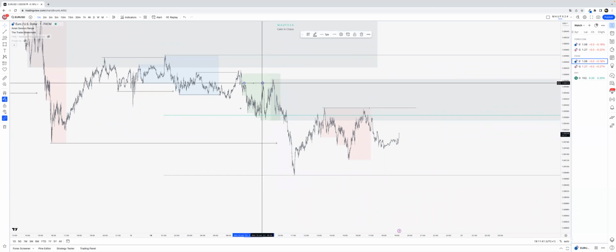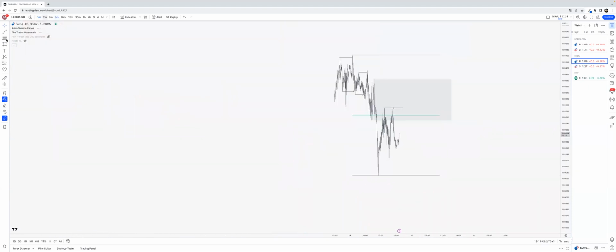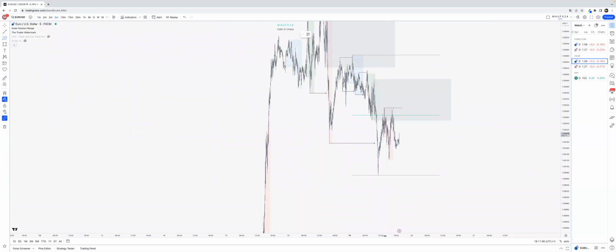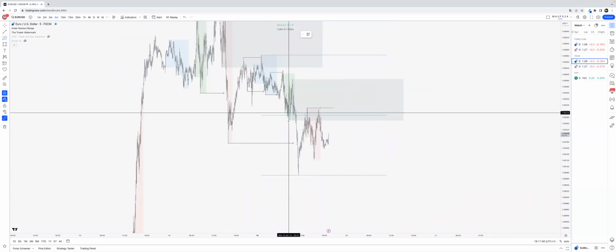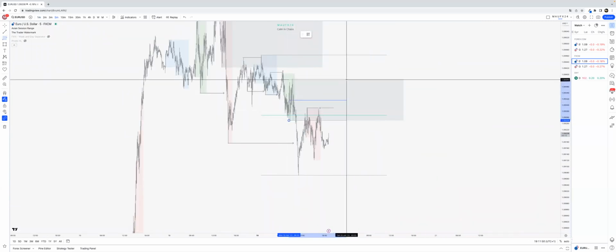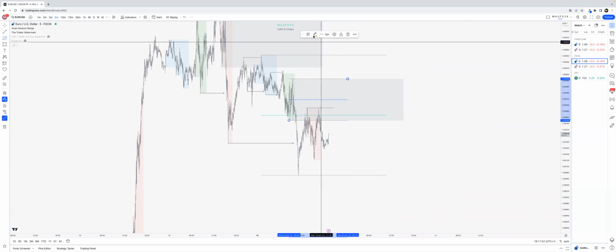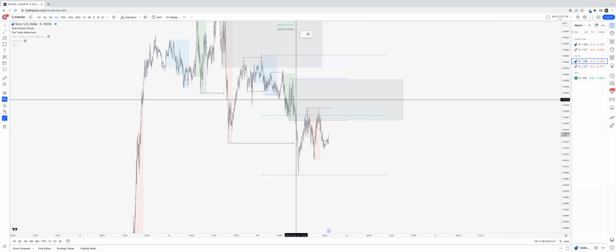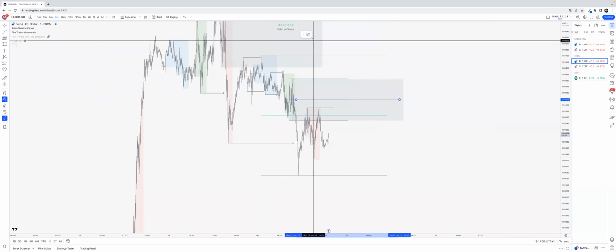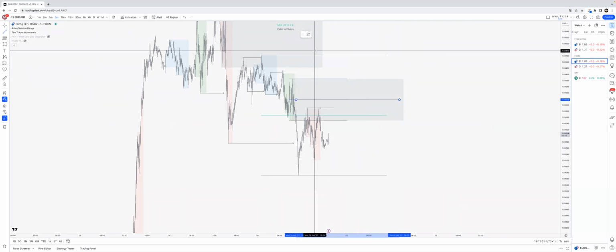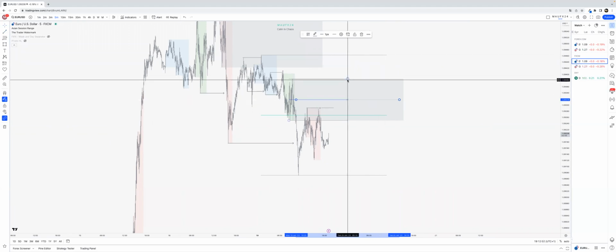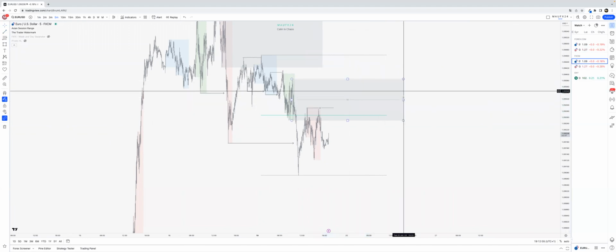Nice strong PY or supply zone. Now let's add the 50% to it. Over here. There we go. Can move this. And this is our 50-minute supply zone.